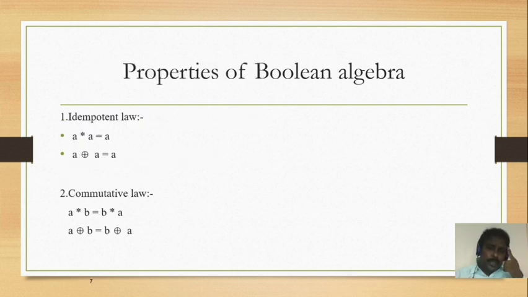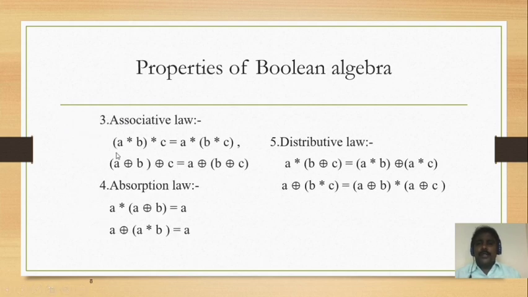Now what are the properties of a Boolean algebra? The properties are, first, the idempotent law: A star A equal to A, A exclusive A equal to A. Commutative: A star B equal to B star A, A exclusive B equal to B exclusive A. So these are some of the properties, and I have other properties also. Then the associative law: A star (B star C) equal to (A star B) star C.